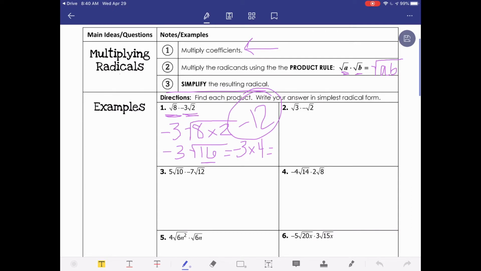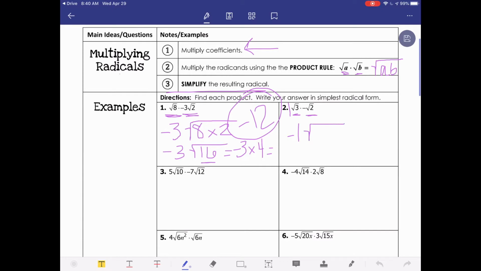For number 2, I have radical 3 times negative radical 2. Looking at my radical 3, my coefficient out in front is, again, 1 because there's nothing there. And then on the second one, I have negative radical 2. That negative is telling me that there's a negative 1 out in front. So I have 1 times negative 1, which leaves me with negative 1.